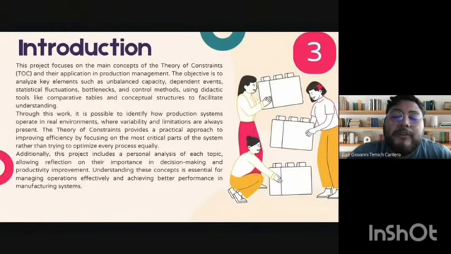Okay, today I am going to talk about the theory of constraints and some of its key concepts in production management. This presentation explains how real production systems work, especially when there are limitations or differences in capacity between processes. In this project, he analyzes concepts such as unbalanced capacity, bottlenecks, and system efficiency, using a comparative table to make the information easy to understand.